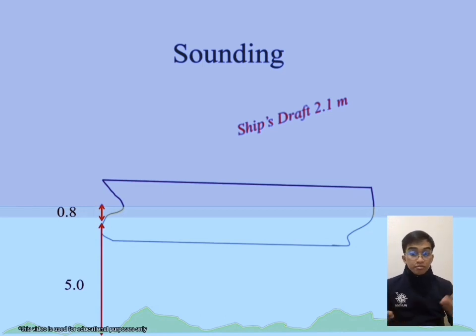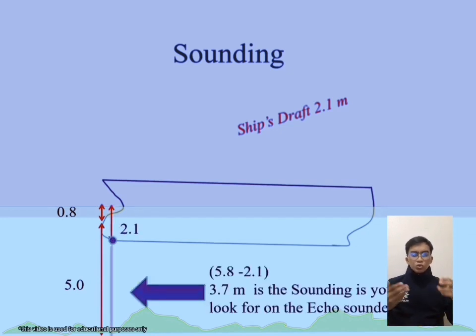Now let's assume that the ship's draft in this case is about 2.1 meters. That would be the height of the water from the water level to the keel. In that case, 5.8 minus 2.1, there will be 3.7 meters as the under keel clearance. So that's why I said if you see 3.7 meters of under keel clearance on the echo sounder, that is the sounding you must look out for on the echo sounders.